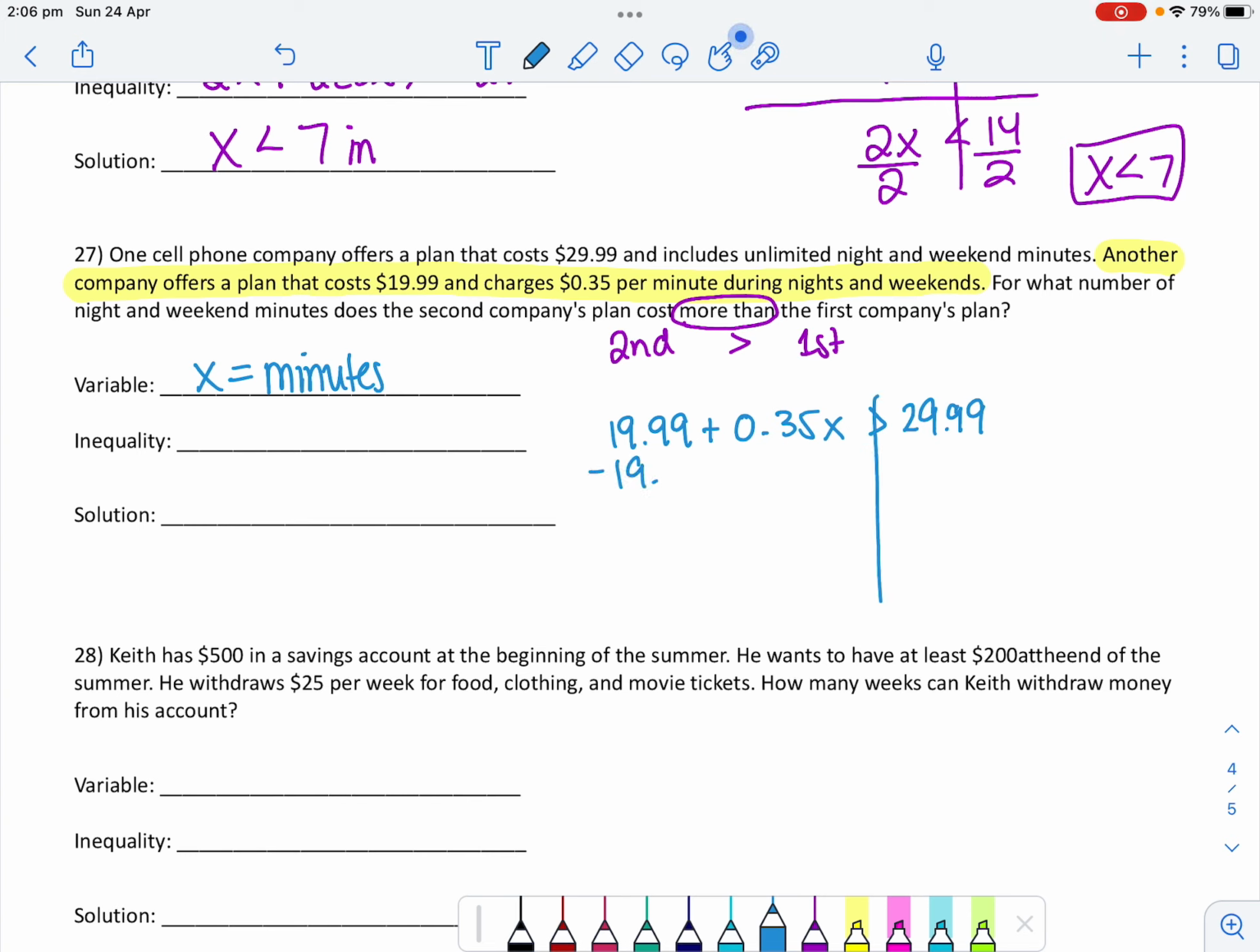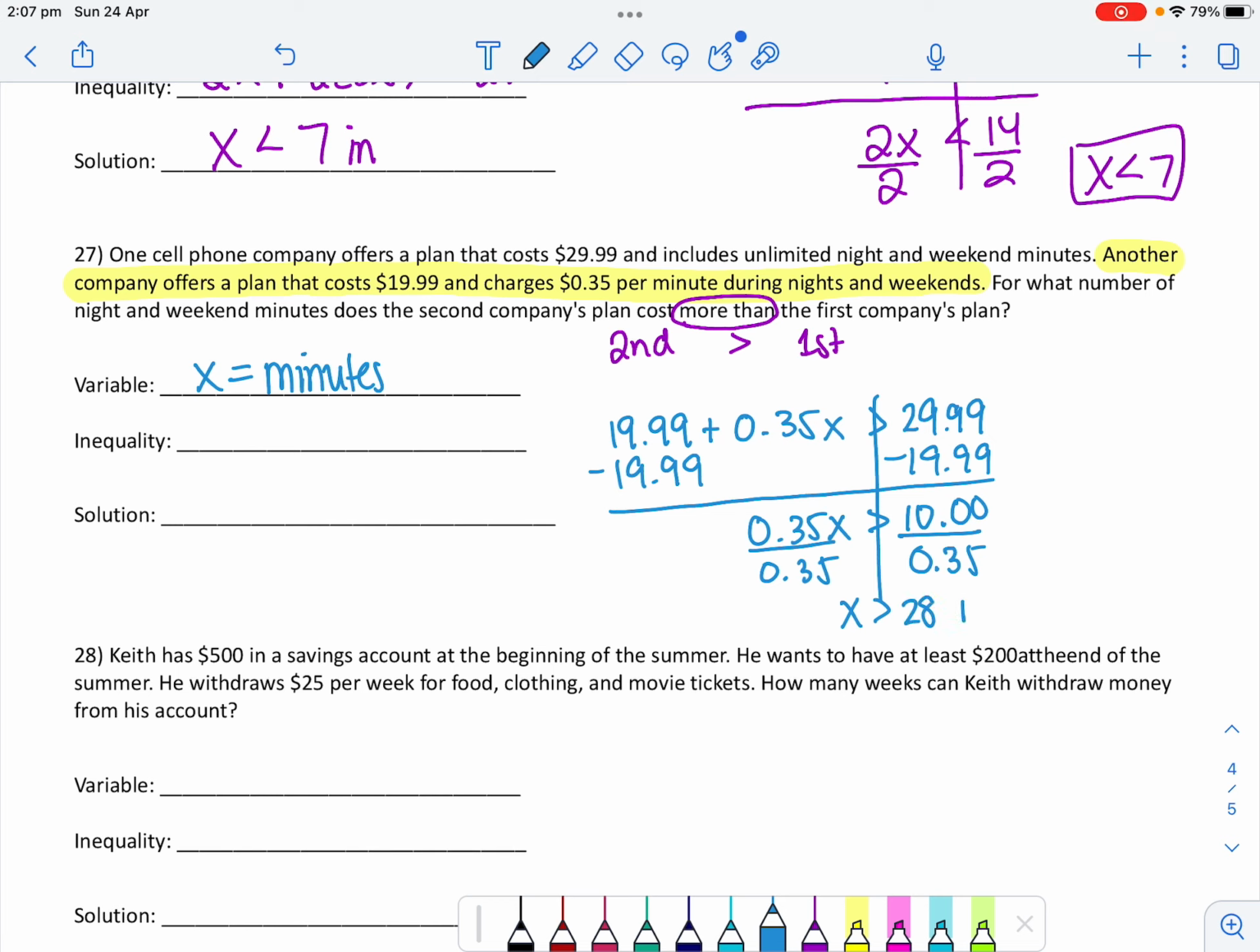So I'm going to subtract $19.99 from both sides. So that's going to be $10, and then I'm going to divide by 0.35. So x is going to be greater than 28 minutes.